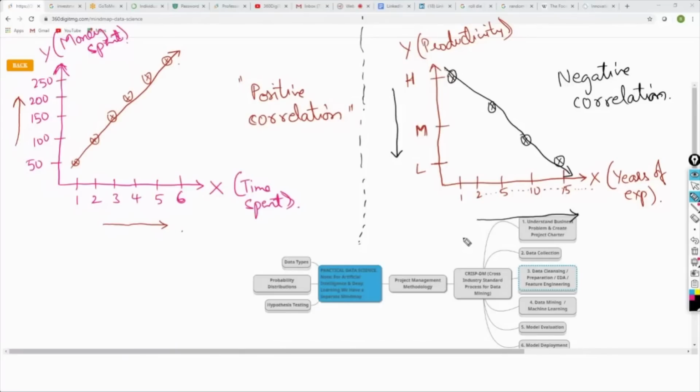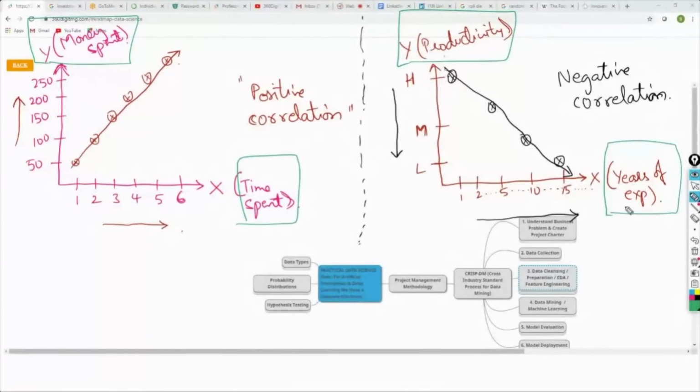Scatter plot. Now this scatter plot is called bivariate because in these plots, if you observe, we are looking at two variables, right? We are looking at time spent and money spent, two variables. So bivariate. Here you're looking at years of experience and productivity. Hence it is bivariate, two variables. Great, great, great.